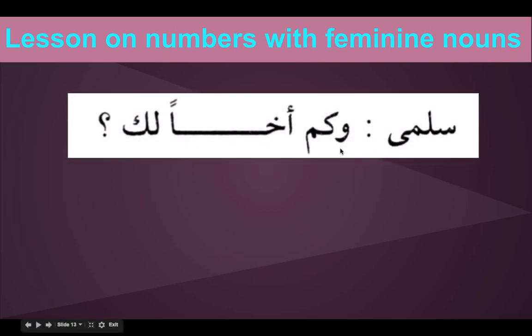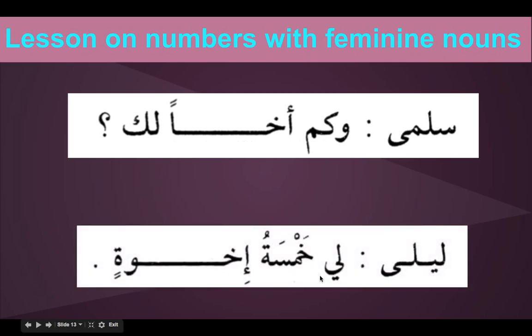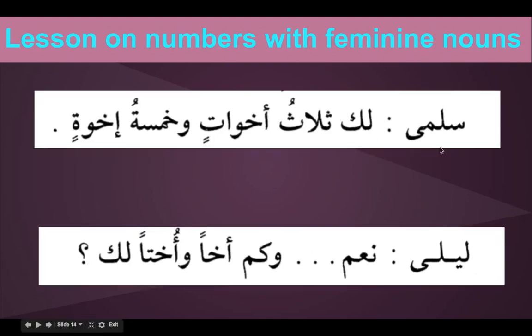So Salma again, wakam akhan laki. So how many brothers do you have? So she says li khamsatu. See, here now we got a masculine noun mudhakkar ikhwatin. So we said khamsatu ikhwatin. So for sisters, you say li thalathu. It's not thalathatu, thalathu. So listening, laki thalathu akhwatin wa khamsatu ikhwatin. Just repeating again. Laila says naam. So I have 3 sisters and 5 brothers.